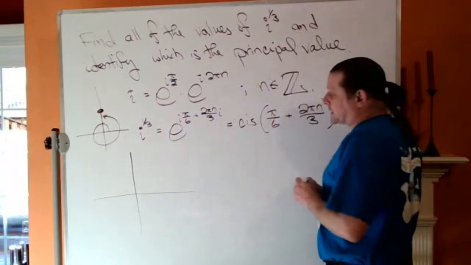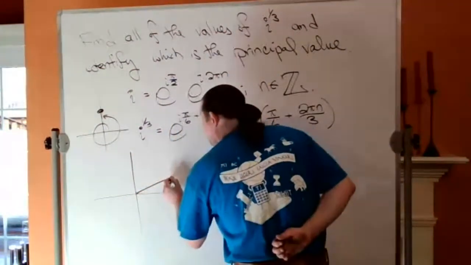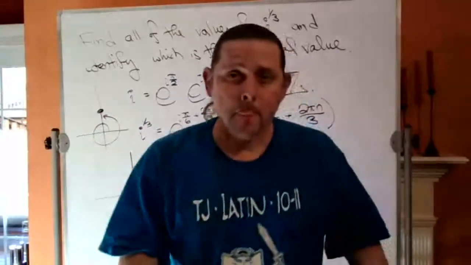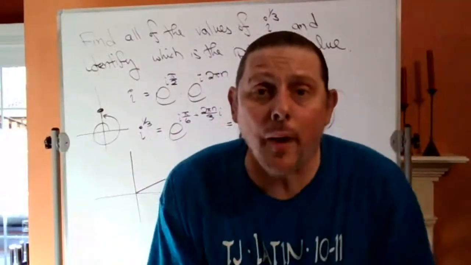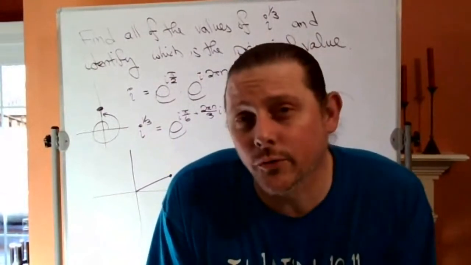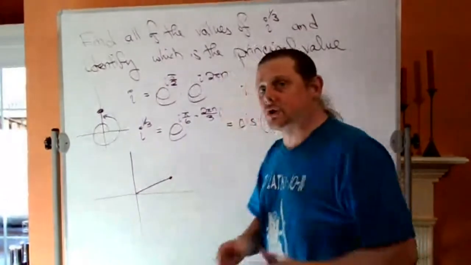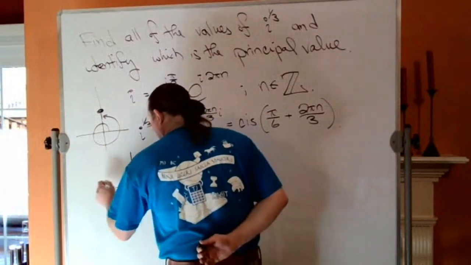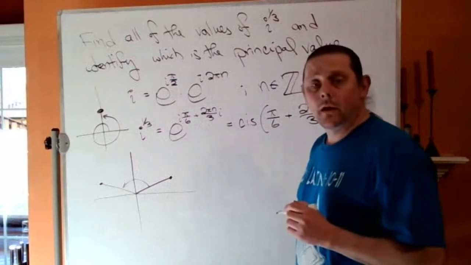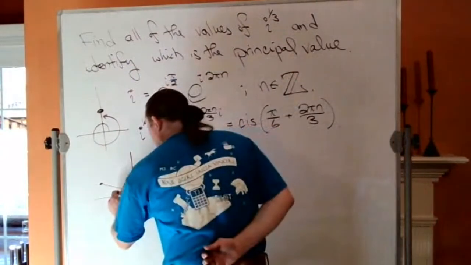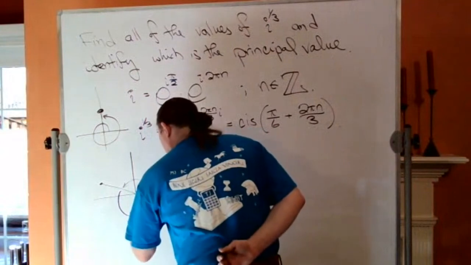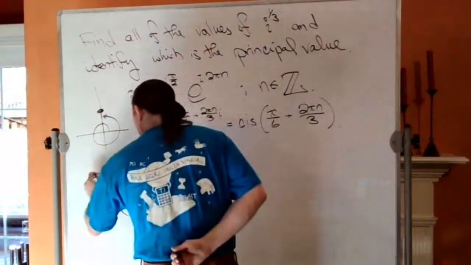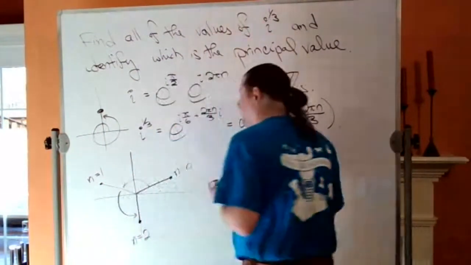So, cis pi over 6, well, that's here. Now I'm going to add 2 pi over 3. 2 pi is the whole circle, so 2 pi over 3 is 1/3 of the circle. If I start here and I add 1/3 of the circle, then it'll bring me over there. And then if I add 1/3 of the circle again, it'll bring me here. So this is n equals 0, n equals 1, n equals 2.